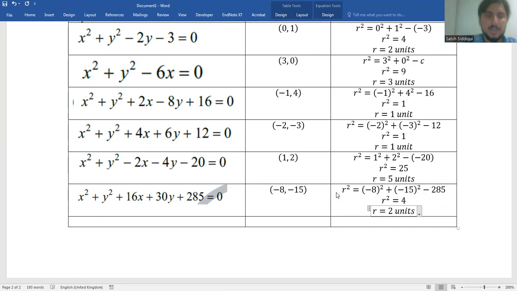So I hope this is clear. These are the basics of circles, and through this circle equation, you can easily interpret the center and the radius of a circle.